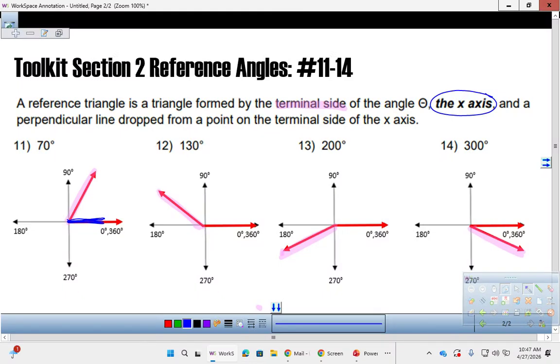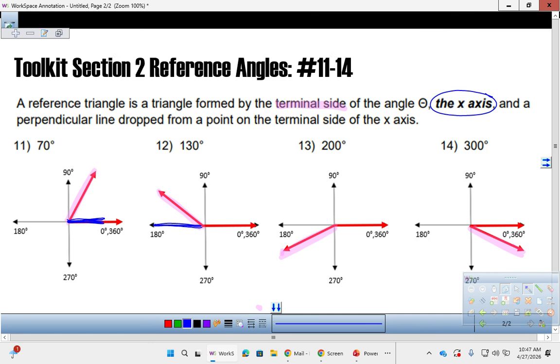If the terminal angle is in quadrant 2, I want to use the x-axis on that side. So I'm actually not going to use the initial side at all. I'm going to use the x-axis, but I need to use the x-axis in quadrant 2. So the x-axis in quadrant 2 is this one.